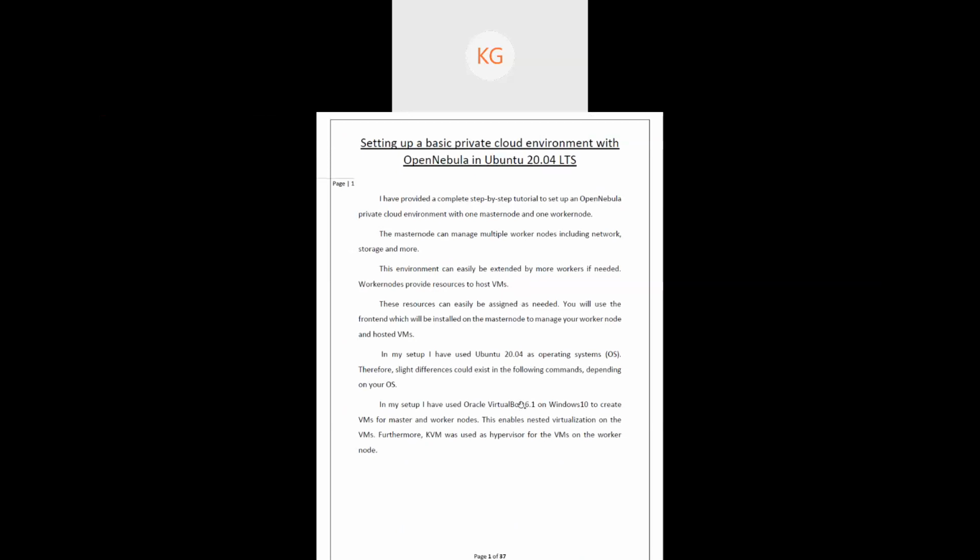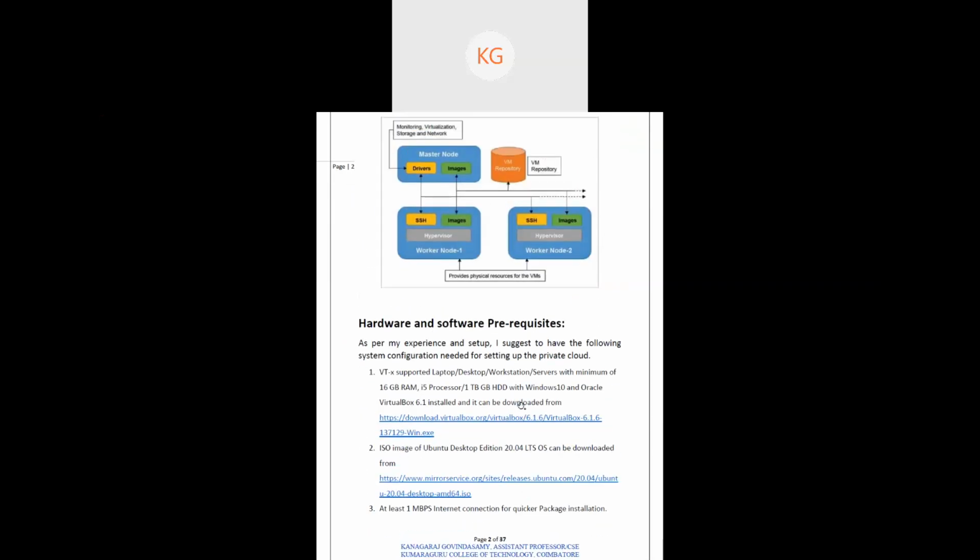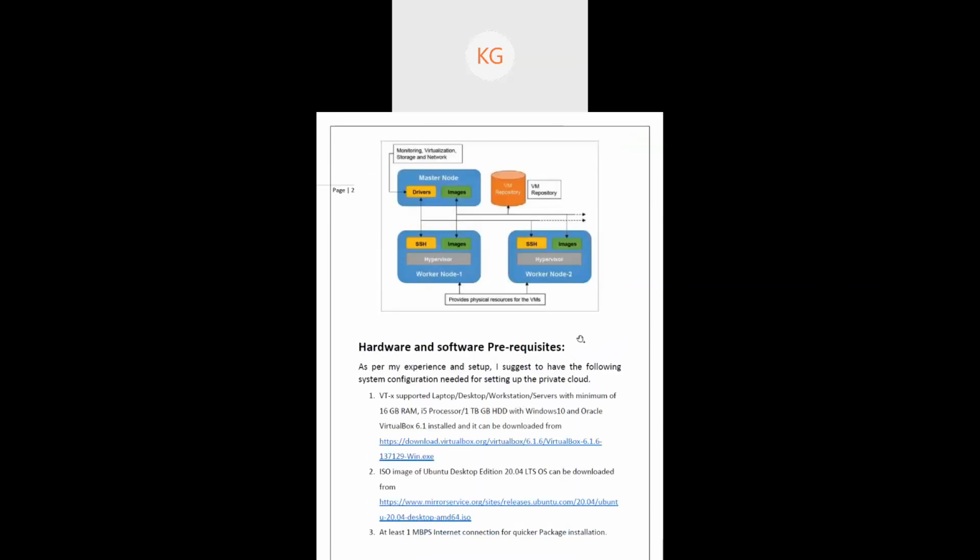Before we see the steps, let's look at the architecture of my private cloud. Here we have a hypervisor, which means two virtual machines running on my hypervisor: worker node 1 and worker node 2. In our example, we consider worker node 1 as the front end and worker node 2 as the hypervisor host. Your master node can be our own Windows 10 operating system, which I am running on my laptop. And you have your shared VM repository, or you can download it from the OpenNebula cloud.